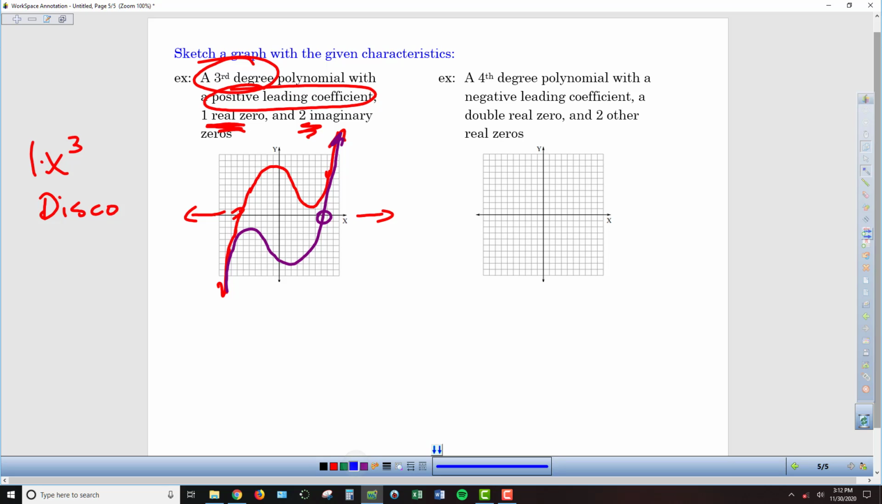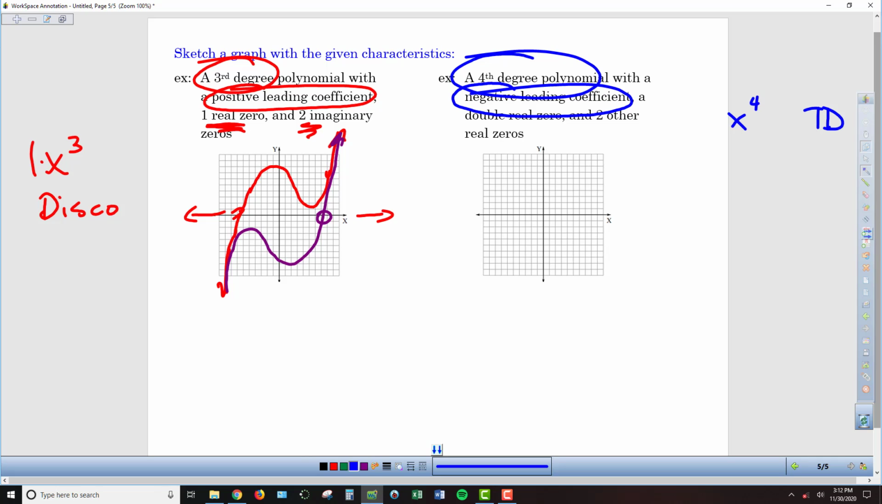Doing the same thing for the last one, we have a fourth degree polynomial. That tells us the highest exponent is going to be something like x to the fourth or x to the sixth. That tells us that it's going to be a touchdown graph. Both sides are going to be going up or both sides are going to be going down, one or the other. How do we know which? That's the second piece of information.